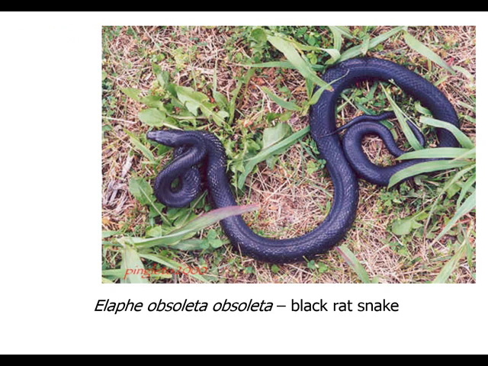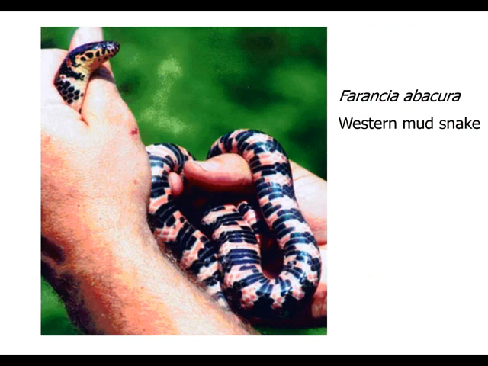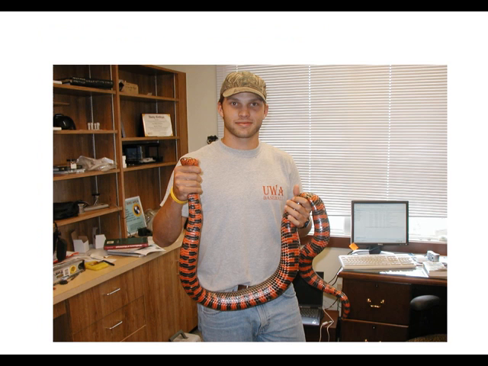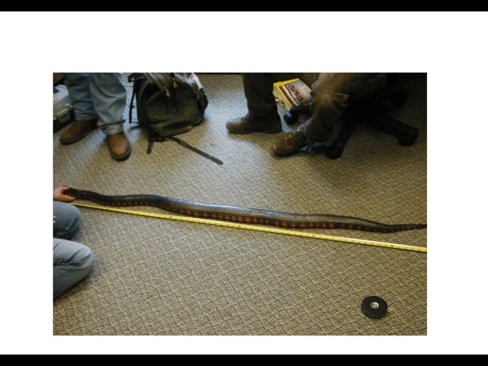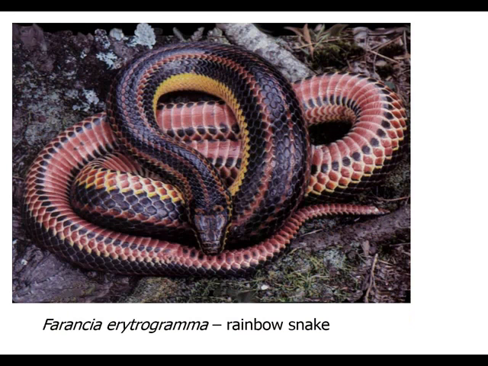This is the black rat snake, which we don't see locally, but is certainly common in some areas of Alabama, particularly to the north of us. There are a couple of beautifully colored water snakes in the genus Farancia. This is the western mud snake, which gets quite large. This is a former student of ours who interned at the Noxubee Wildlife Management Area, and this is a large mud snake that they collected. You can see how large. And closely related to the mud snake, the same genus, is Farancia erytrogramma, the rainbow snake.